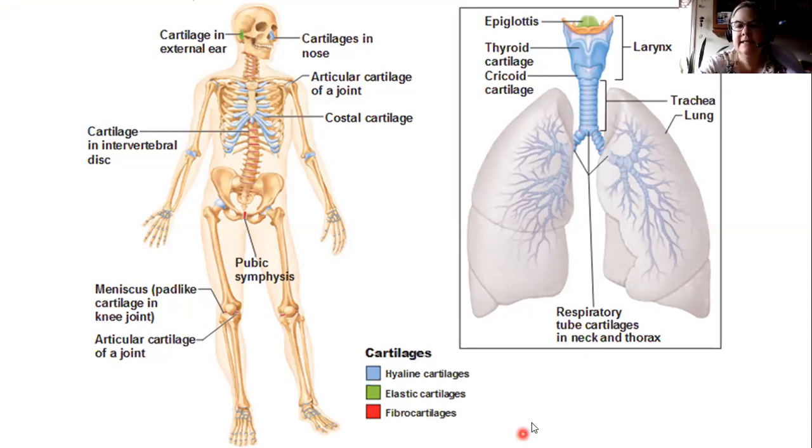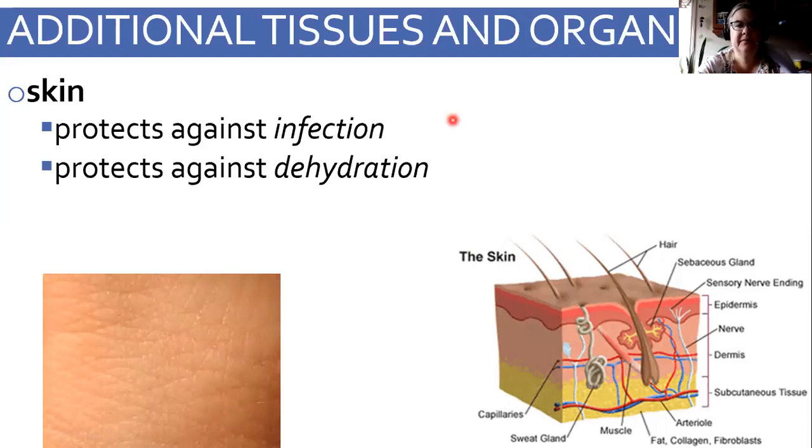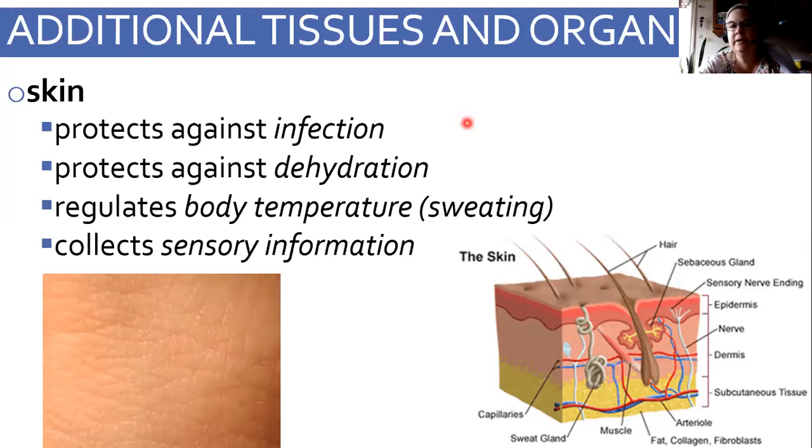And then the last tissue is our skin, okay, because skin lays over the muscle. So we have skin, usually fascia, and then muscle. And what does skin do for us? It protects against infection. It protects against dehydration. It helps regulate our body temperature, so it allows us to sweat, and then that allows evaporation so we can cool down. And it collects sensory information. Okay, so that's it. That's our muscle system.